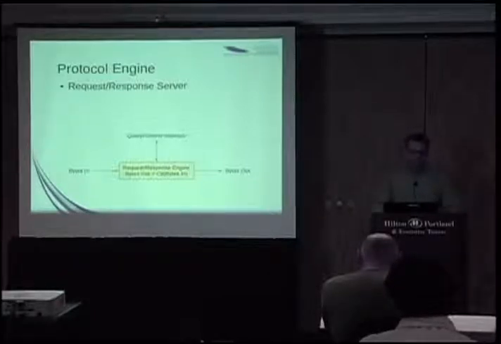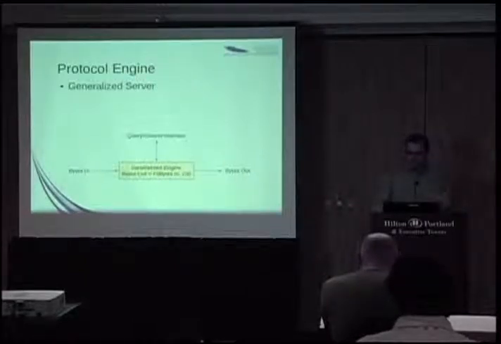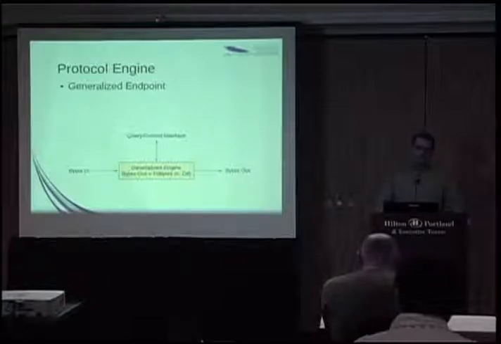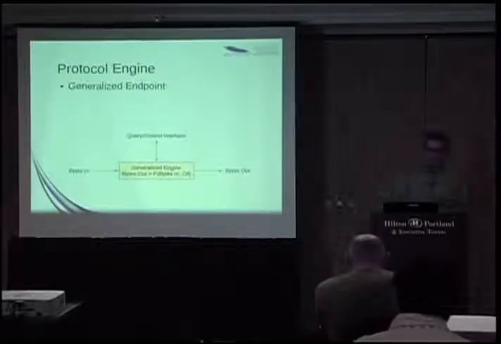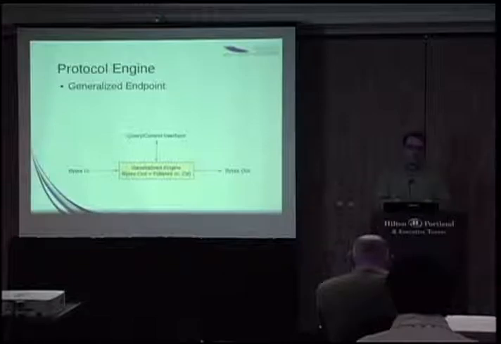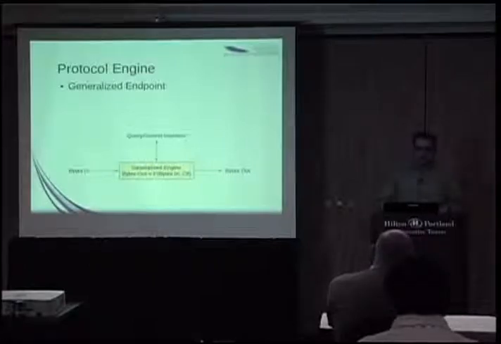But it's still a basic request response pattern. So to generalize this a little bit more, we say, okay, the bytes that come out are a function of the bytes in or the control interface. And this is sort of a generalized engine for a server. But in fact, because the bytes can be controlled by, or the bytes can be spontaneously produced when you access the control interface, you can actually do a fully symmetric protocol here. This is a generalized endpoint. You could do the client half of a request response as well, because the client half needs to be able to spontaneously produce bytes.